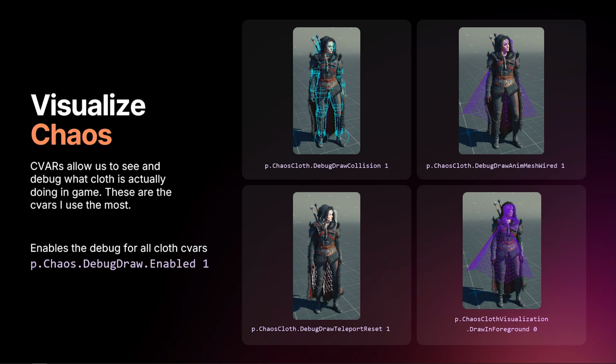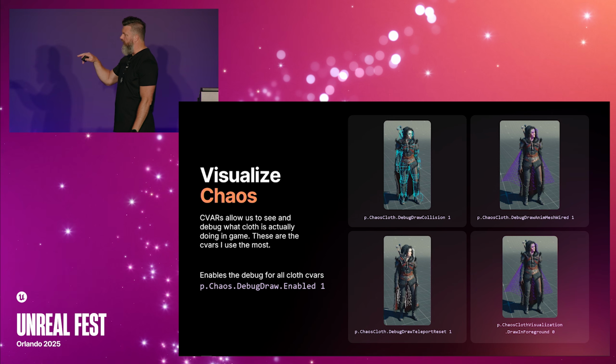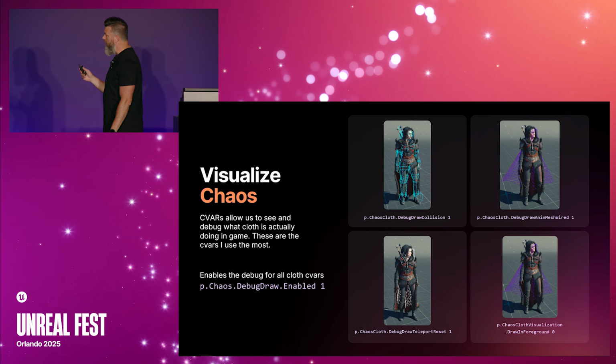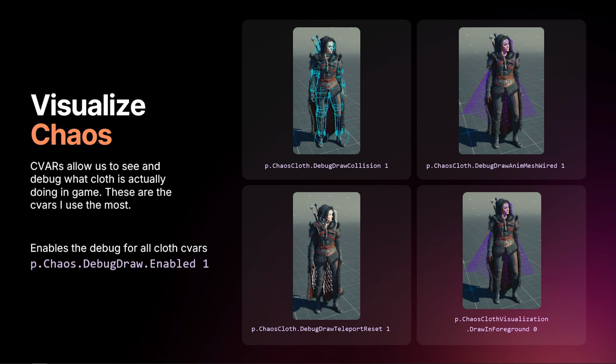So the first one is, well, let's start over there. In order to see any of these, you have to have the debug enable function, p.chaos debug enabled. That one turns the debug draw on or off. You have to have it on to see any of these. So once you have that turned on, the one in the top left there is the debug draw collision that actually shows you your collision shapes for just the cloth asset itself. And so you can see what's going on there.